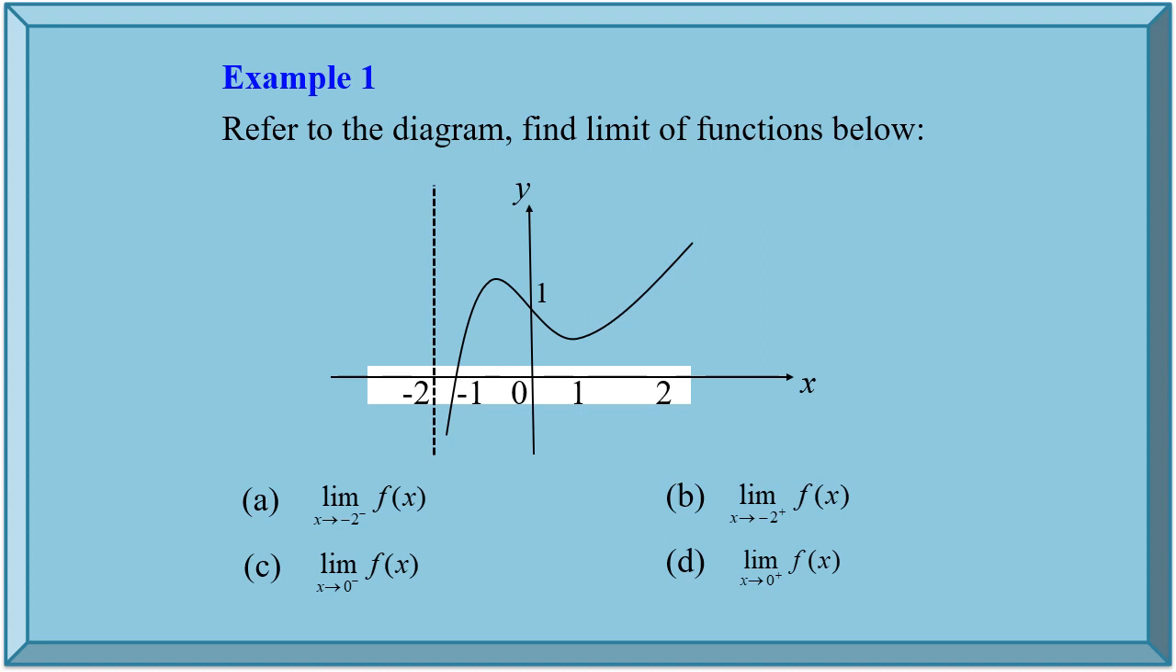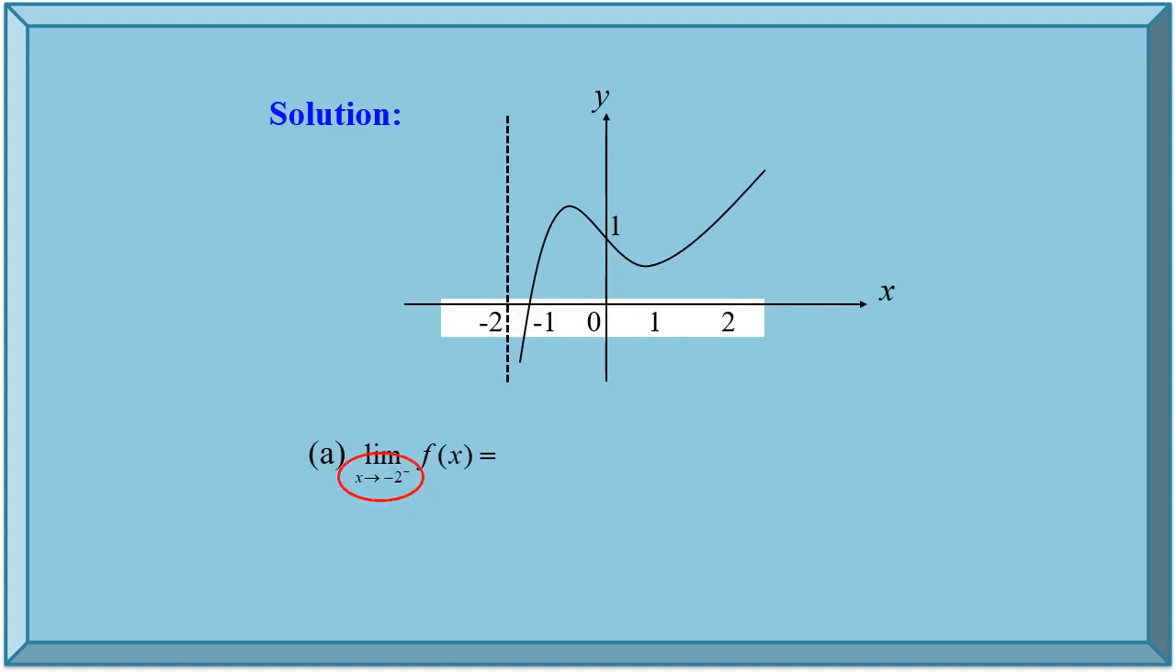Here, for the first question A, we have x approaching negative 2 from the left side. So where is negative 2? Negative 2 here. Do we have any graph plotted as x approaches negative 2? If we see here, from the left side, we don't have any graph. So we can say that the limit of f(x) as x approaches negative 2 from the left side does not exist.